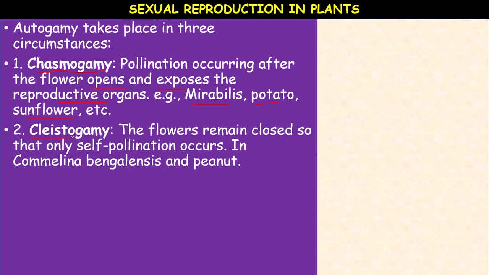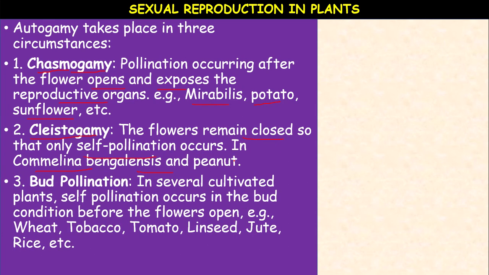Next, cleistogamy. In cleistogamy, the flower never opens, so there is no alternative to self-pollination in a cleistogamous flower. Example: Commelina bengalensis. The flower remains closed, so only self-pollination occurs. Cleistogamy and chasmogamy, these are the 2 circumstances.